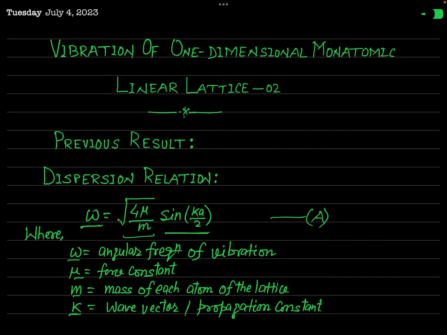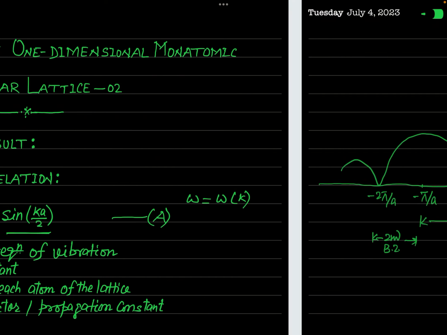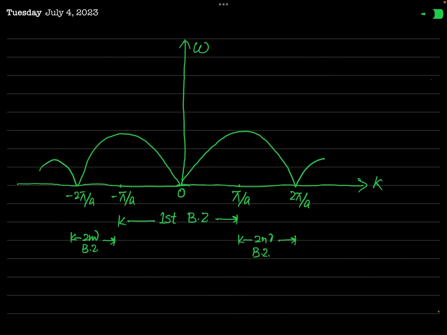Actually here you can see that this omega varies with this k. Apart from this k, everything is constant for a given lattice. So omega is a function of k. And how this omega varies with k, I have shown graphically in the previous lecture, but again I have drawn that same graph here for your convenience. Here in this figure you can see the variation of omega against k.